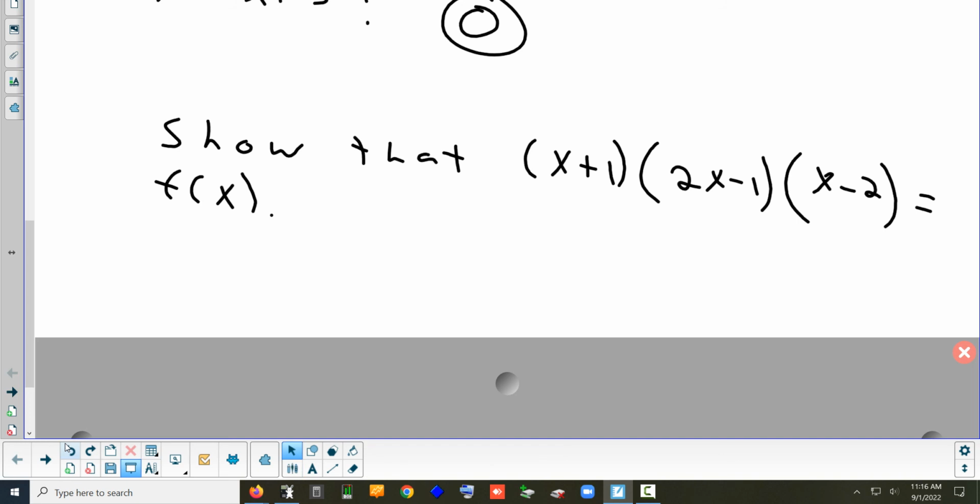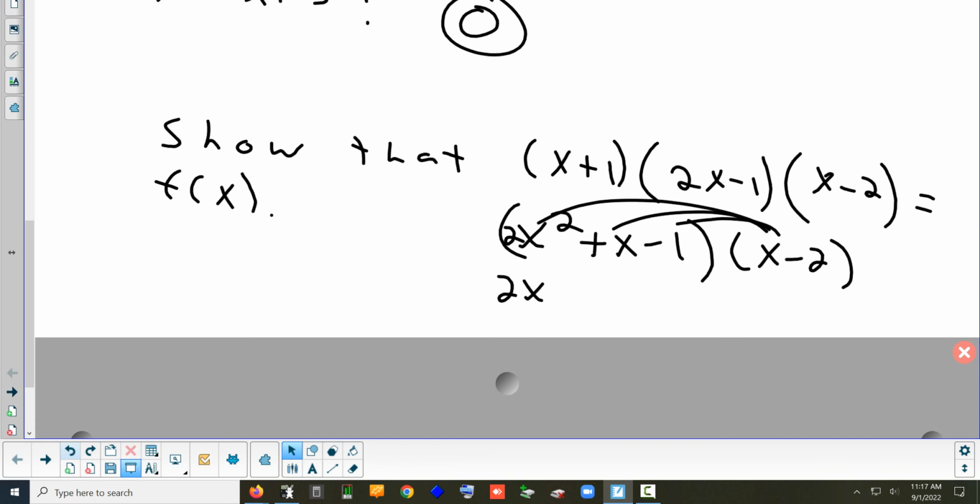What else could I do to show that that is the same as what's up above? Yeah? Do you just multiply it out? Yeah. Let's FOIL that out and see what you get. So if you multiply the first two, you get 2x squared minus x plus 2x minus 1. That's the first two multiplied together. I thought it was 2x. Yeah. I think I said that. I don't know why I wrote x squared. Thank you. Now, we have to multiply that by x minus 2.